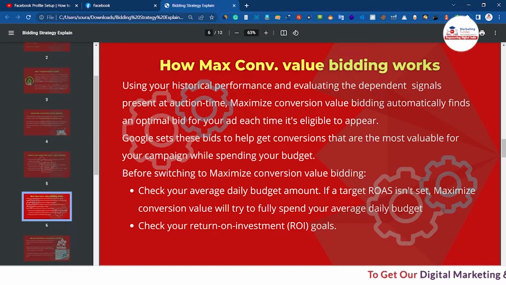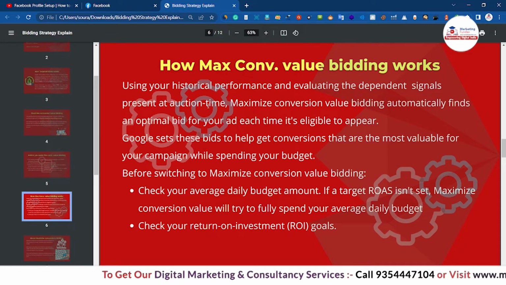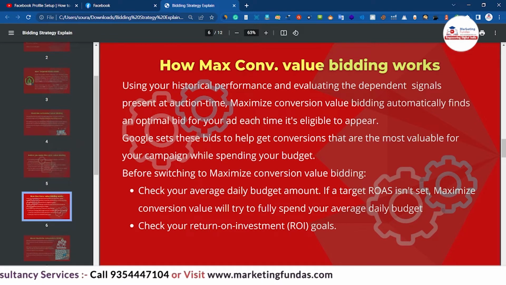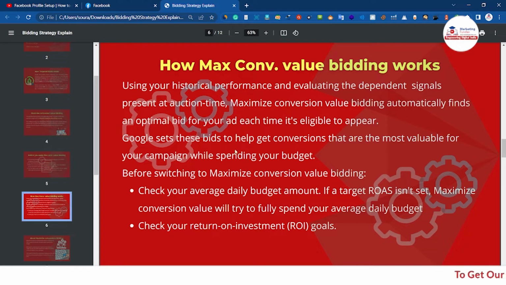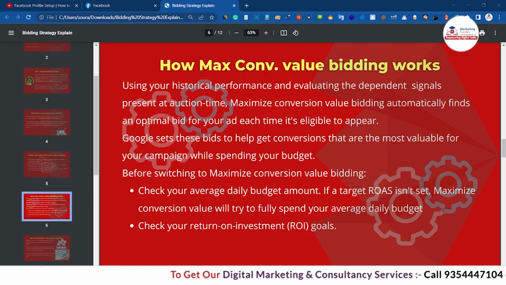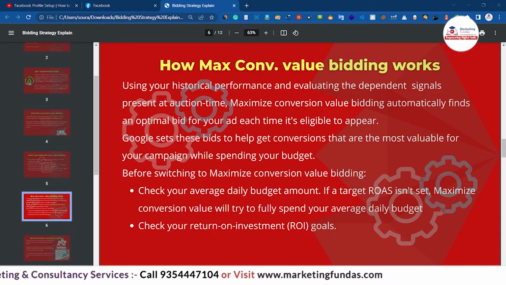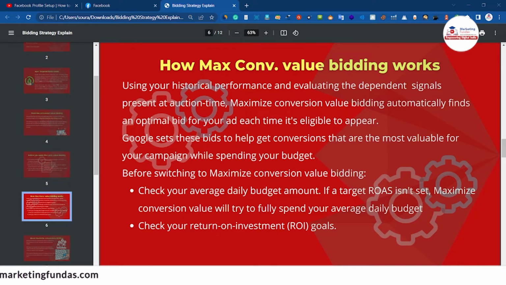Using your historical performance and evaluating the dependent signals present at auction time, maximize conversion value bidding automatically finds an optimal bid for your ad each time it's eligible to appear. Google sets these bids to help get the conversions that are the most valuable for your campaign while spending your budget. So you need to understand that based on historical data and historical performance, these campaigns try to bring the best result by setting the bids like the target ROAS one.